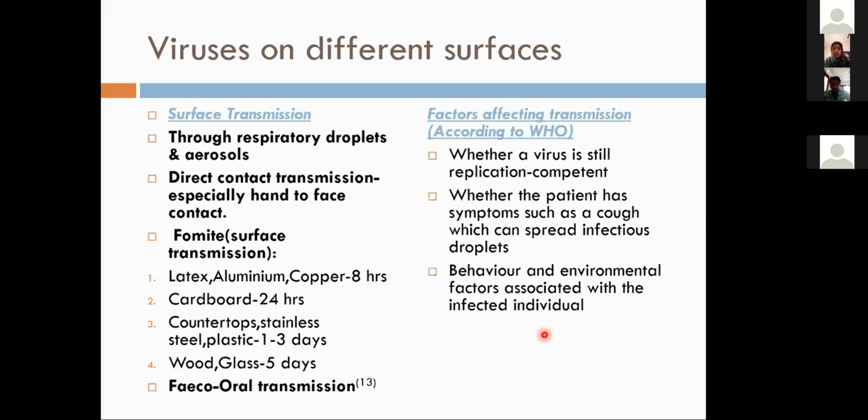What are the factors affecting transmission? According to WHO, whether a virus is still replication competent is an important factor. Next is whether the patient has symptoms like cough, which can spread infectious droplets, and the behavior and environment factors associated with the infected individual.